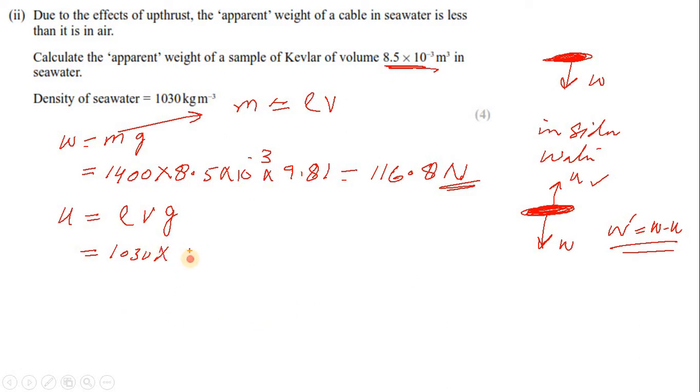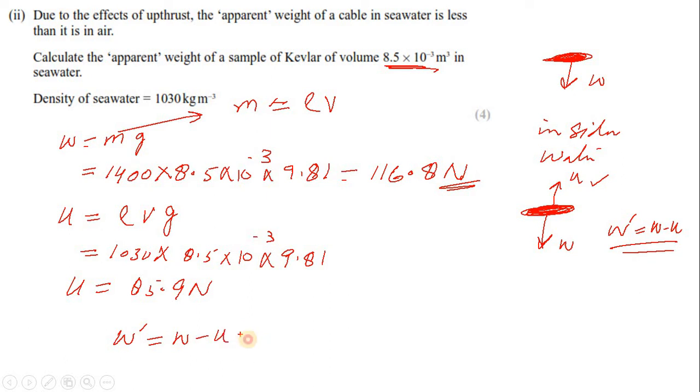So 8.5 times 10 to the power minus 3, multiplied by 9.81. And this upthrust you will have as 85.9 Newton. And the apparent weight W dash is equal to W minus U. So your final answer will be 30.9 Newton.